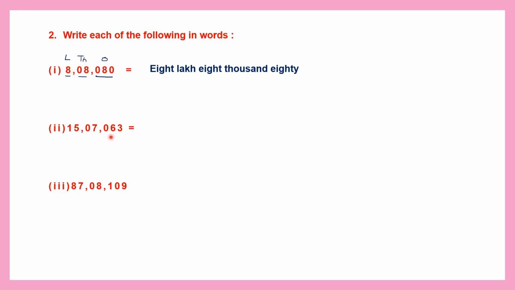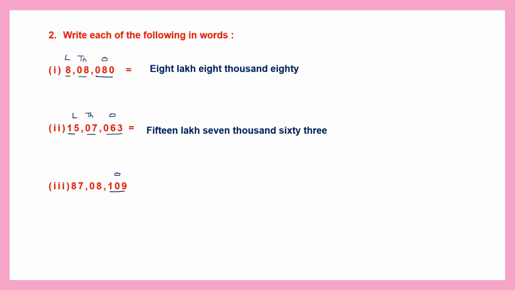Similarly, for the next one also, let's put our period above the numbers. So this is ones, tens, hundreds. This comes in the ones period. 0 and 7 comes in the thousands period. 1 and 5 comes in the lakhs period. So let's read the number now. 15 lakh, 7,063. We don't have anything in the hundreds place other than 0. So we read this as just 63. So let's write it down. 15 lakh, 7,063.